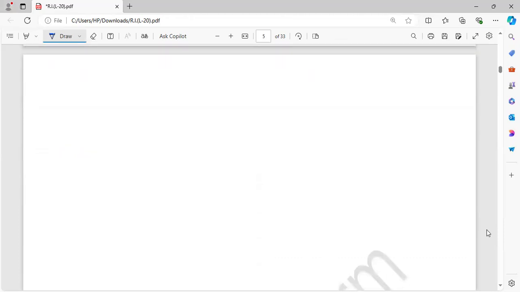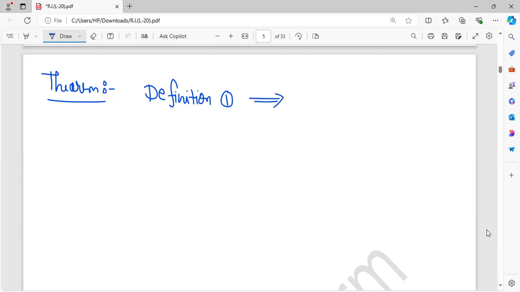So we are calling it a theorem: definition 1 if and only if definition 2. So both the definitions are the same. We will prove it.